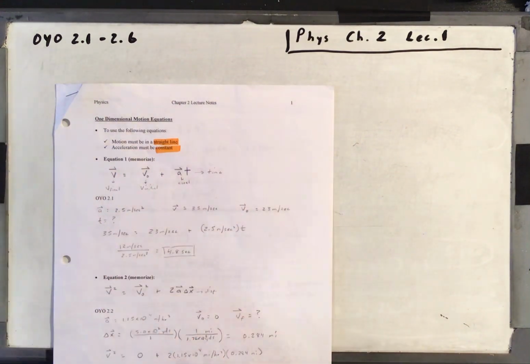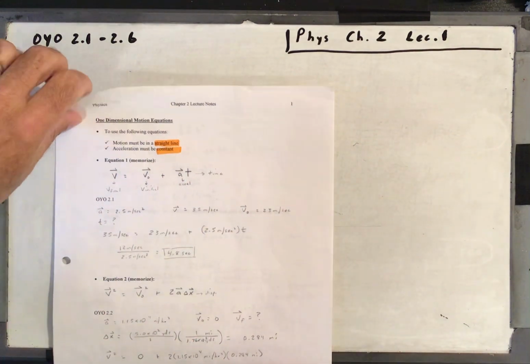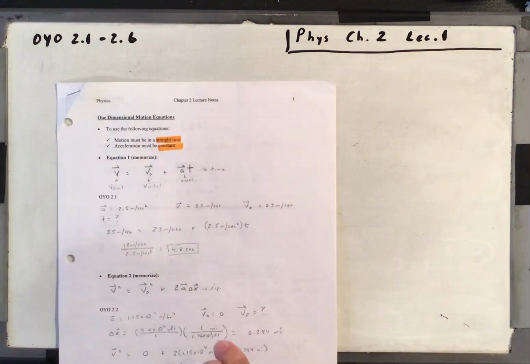So I really love this chapter. It reminds me a lot of my high school physics class and some of the things I remember from that.